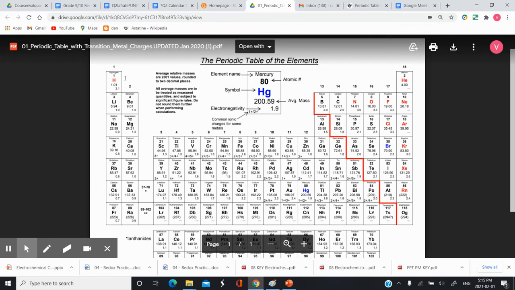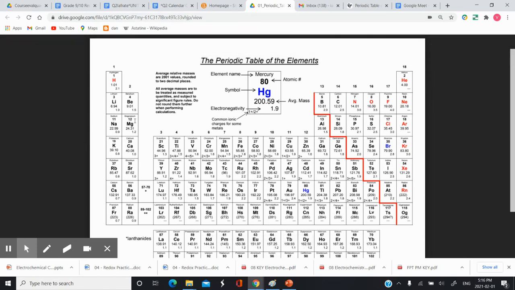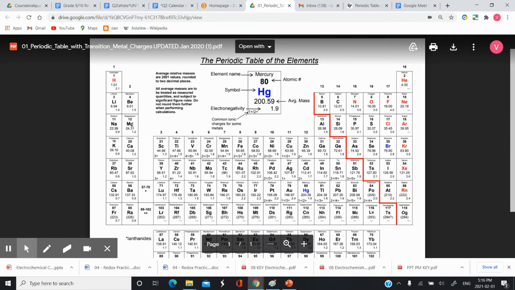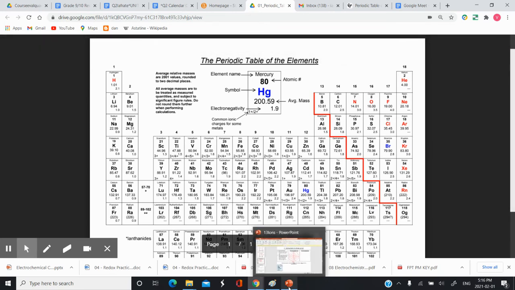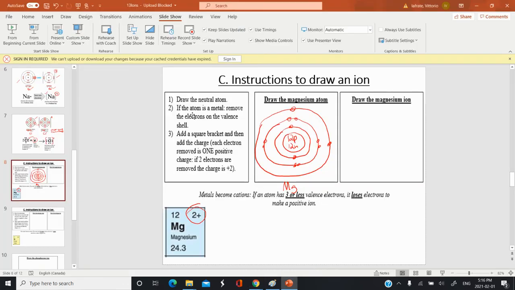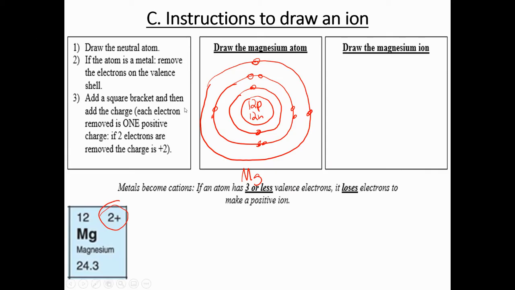So what you'd have to do is figure out the number of valence electrons. So it's in group 2. There's 2 valence electrons. And you'd have to ask yourself, is it easier to lose 2 or gain 6? Well, it's easier to lose 2 than it is to gain 6. So we know our charge is going to be plus 2 since we're losing 2 electrons. So as you can see, if an atom has 3 or less valence electrons, it's going to lose those electrons to make a positive ion.